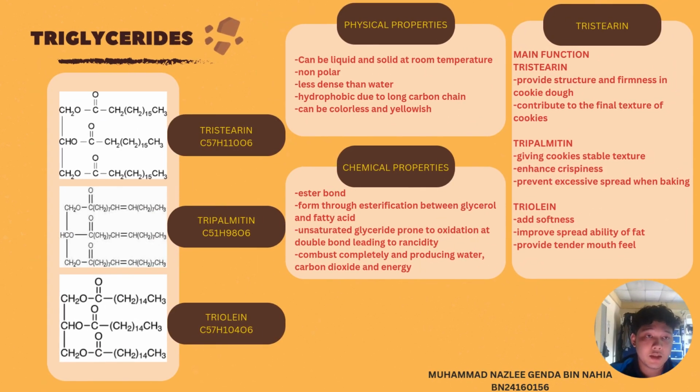Hi everyone, so this is triglycerides. We have 3 types of triglycerides in the cocoa butter. First is tristearin, second is tripalmitin, and the last is triolein. It belongs to the ester group because we can see the carbon with the double bond of oxygen and a single bond of oxygen and the organyl group.